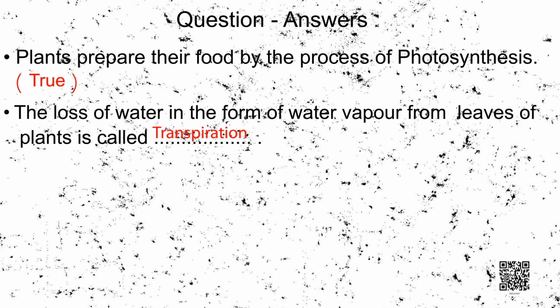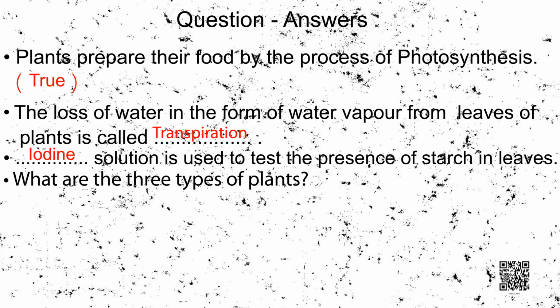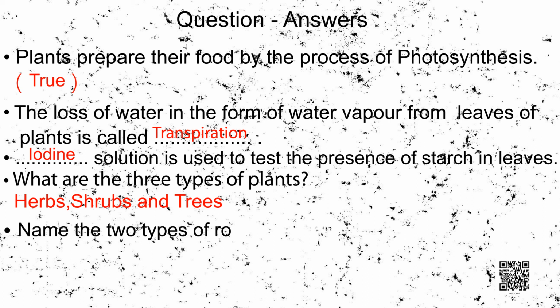My next question is, dash solution is used to test the presence of starch in leaves. So which solution is used? Iodine solution. My next question, what are the three types of plants? So the three types of plants are herbs, shrubs and trees. My next question is, name the two types of roots. And the answer, the two types of roots are fibrous roots and tap roots.